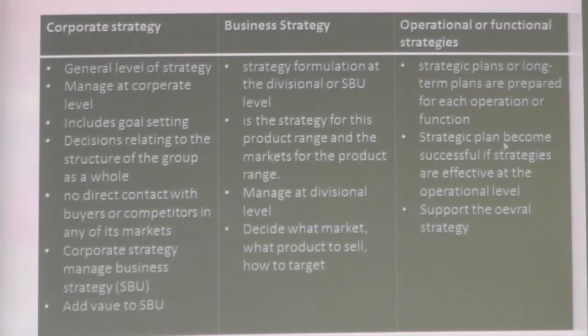The strategic plan becomes successful if the strategies are effective at the operation level. So as I said initially, the company is going to prepare a strategy plan of 5-year or 10-year duration. It's a long-term plan, long-term direction. From the plan they are going to achieve some objectives. The implementation part will be conducted under this level, the operational level, and that supports the overall strategy. The overall strategy of the organization will be supported by this operation level.